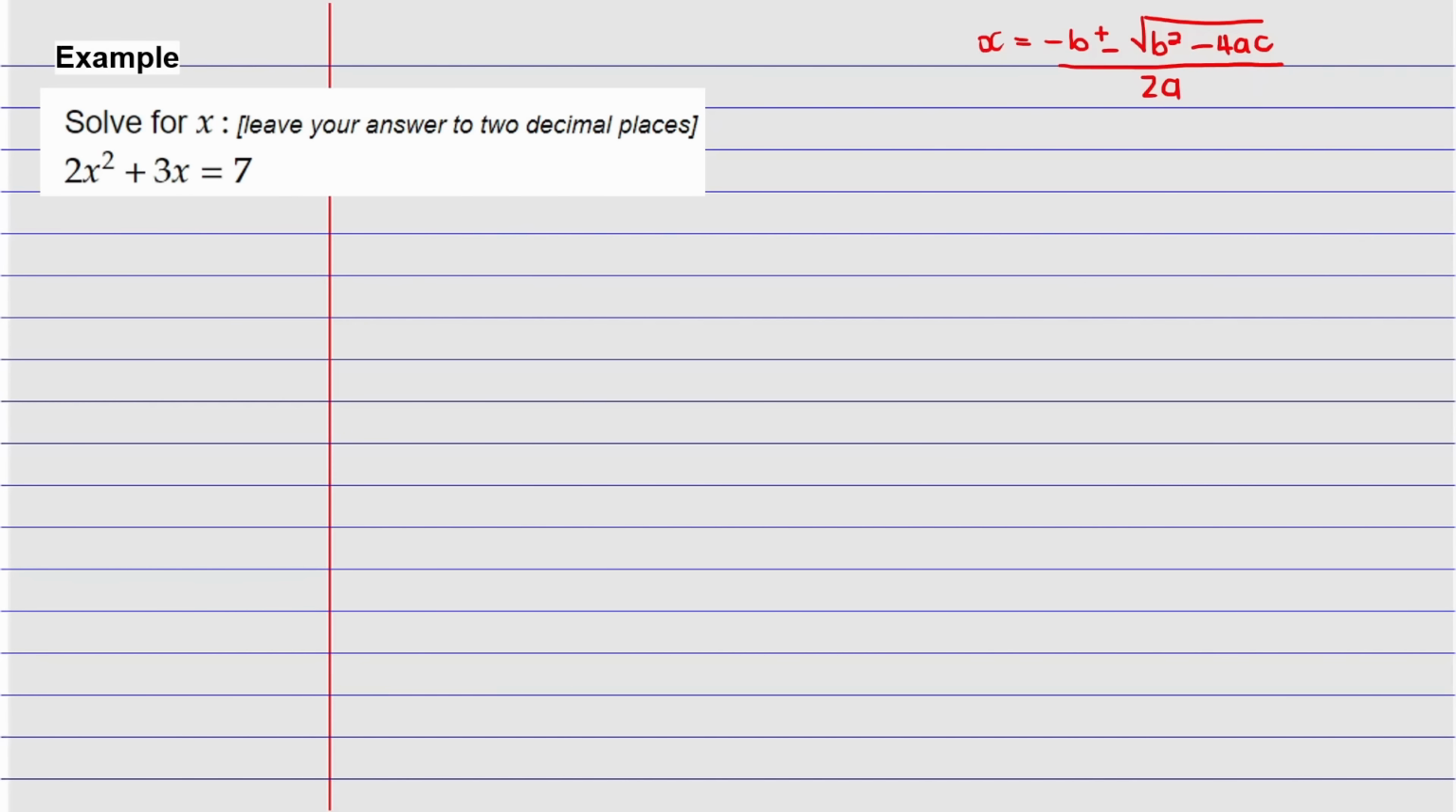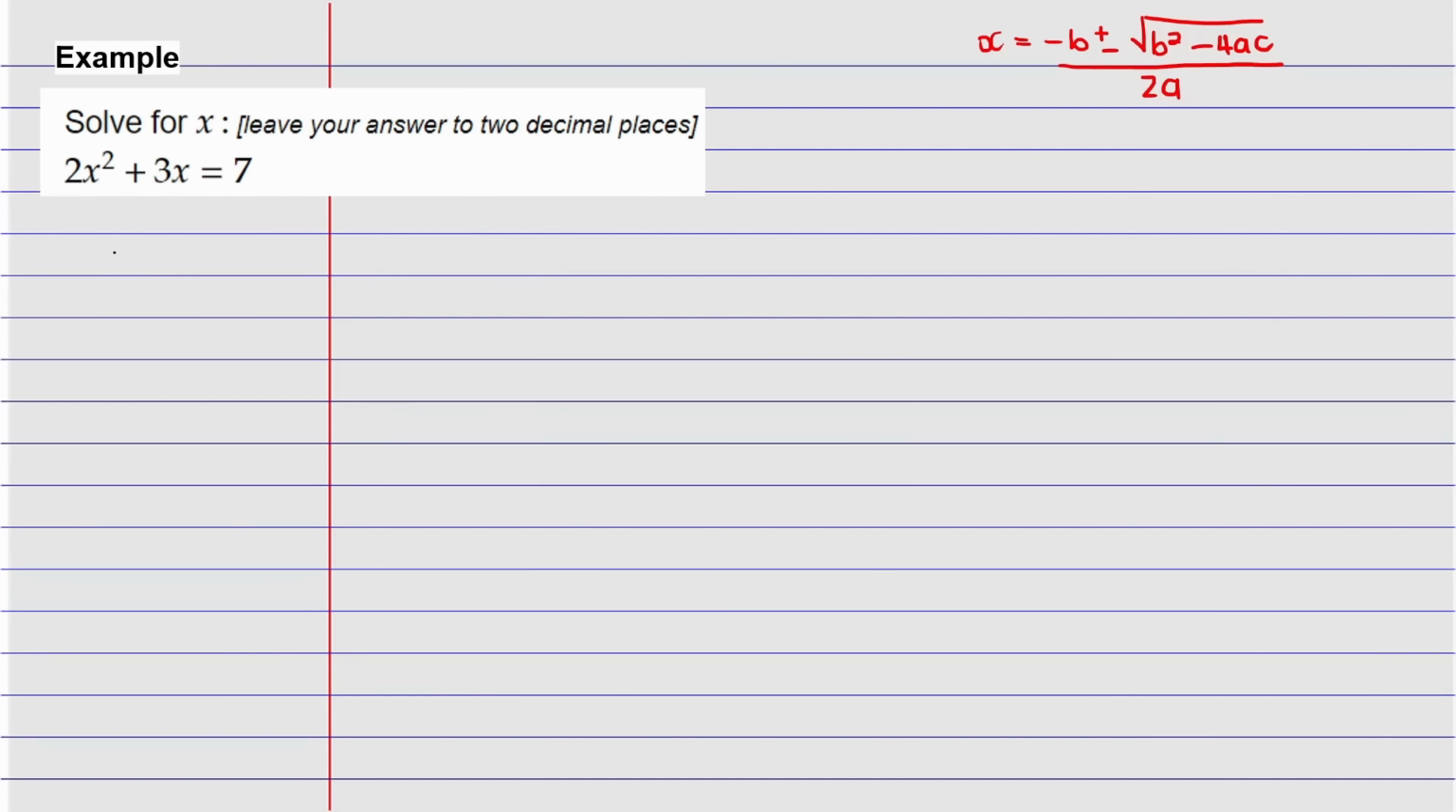How do you know when you get to the exam that you're actually using the quadratic formula? They'll always have a bracket next to it saying to leave your answer to 3 decimal places. The minute you see that, don't even bother to factorize using all the methods of factorization. Just go, okay, cool, I need to use my quadratic formula. So that's that.